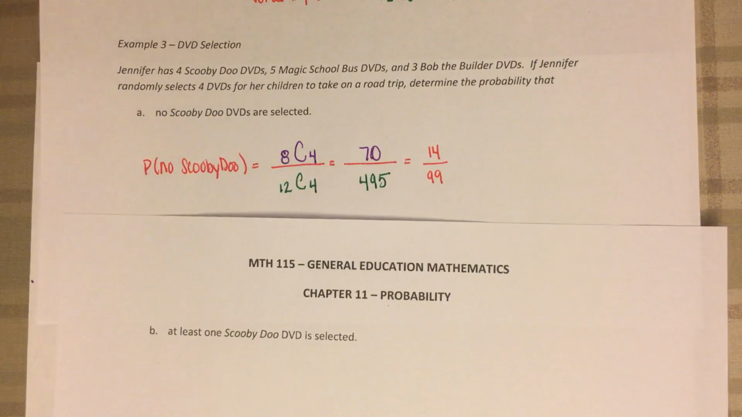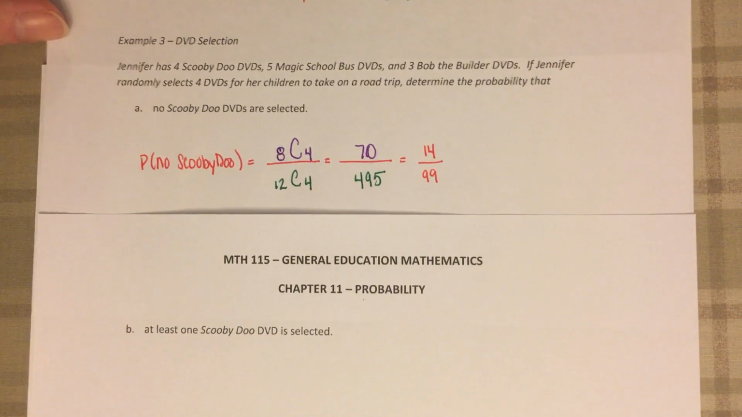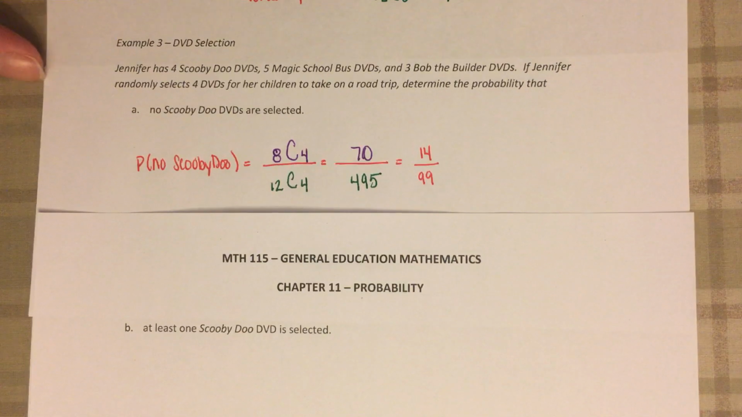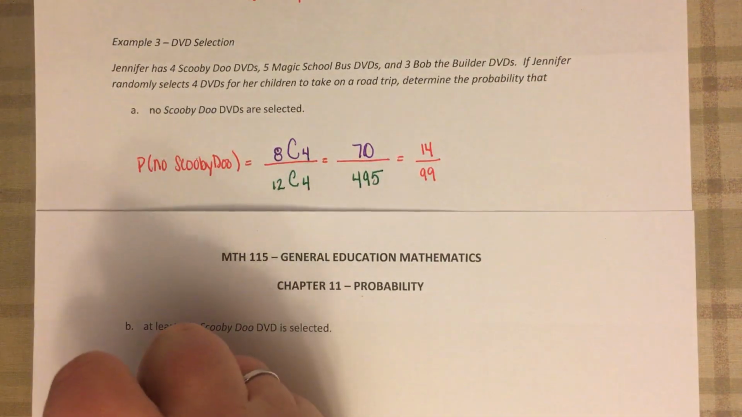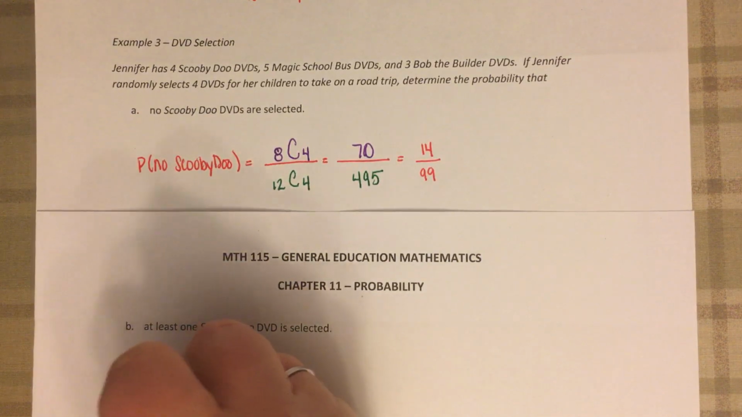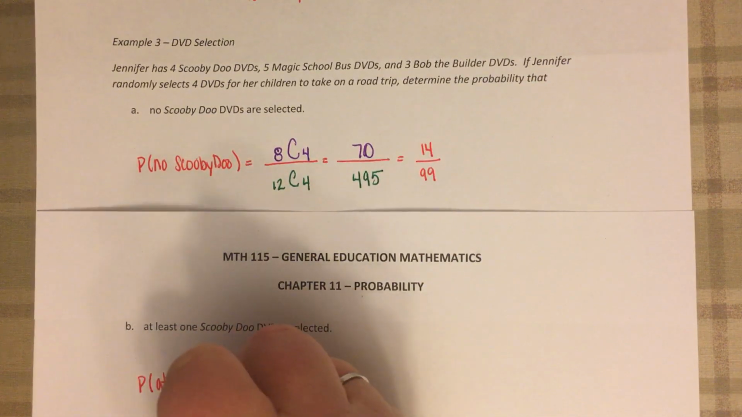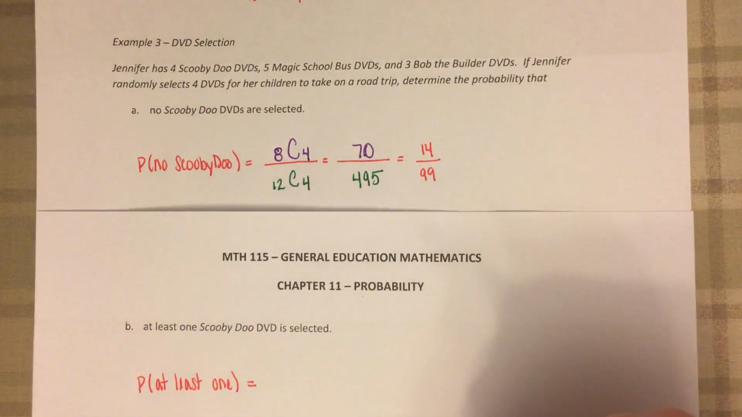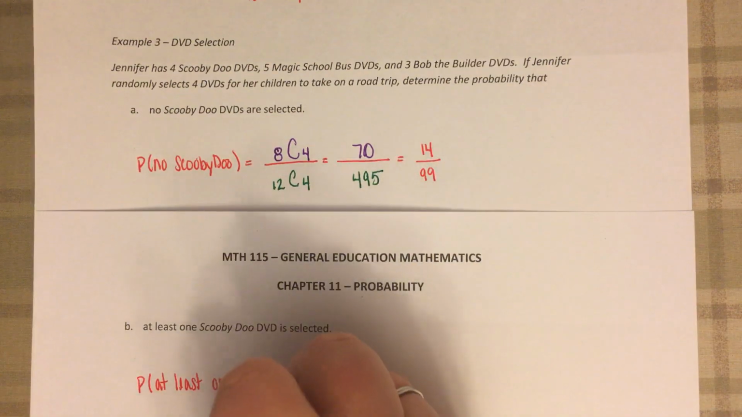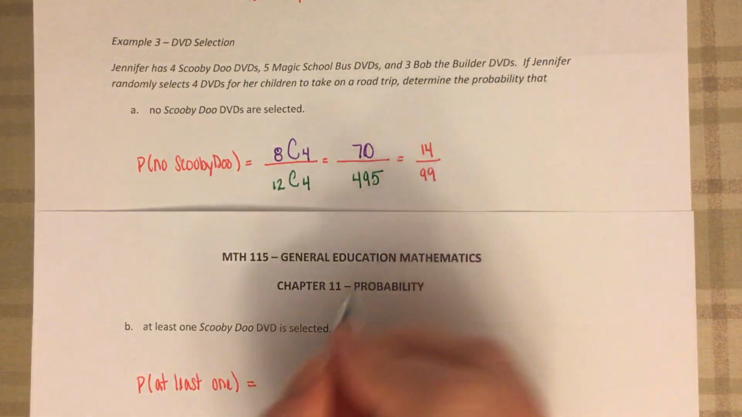Okay. All right, so to answer B, we're actually going to use our answer from A. In A, we were asked to find the probability that no Scooby-Doo DVDs are selected. In B, we're asked to find the probability of at least one. Thinking back to complements, the idea that none and at least one are complements should be something that we are thinking about. So if we are looking for a probability of at least one Scooby-Doo DVD being selected, it's the complement of what we just found in our previous problem.